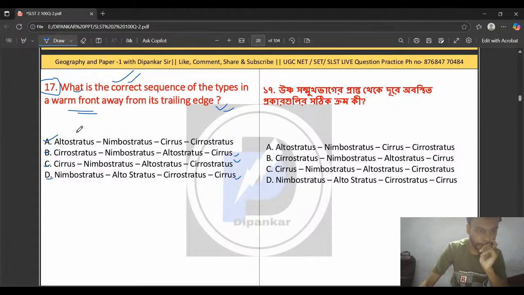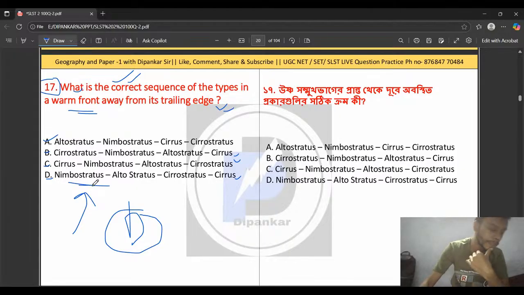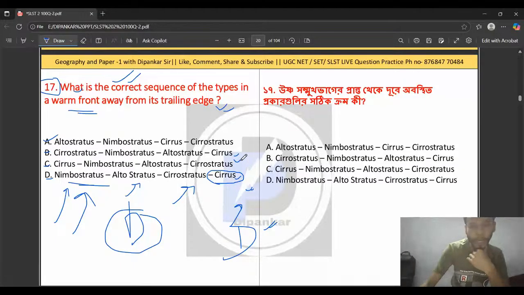Yes. So the right option is option number D. At first, in the lower cloud, the nimbostratus, then the middle cloud, altostratus, then cirrostratus, then cirrus. Cirrus is the maximum altitude and maximum height cloud, and nimbostratus is the lowest cloud. So option D is right, and this is the right sequence.